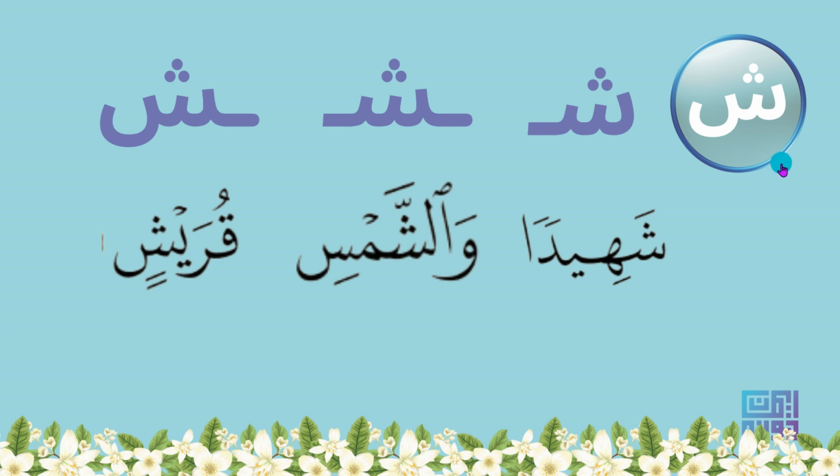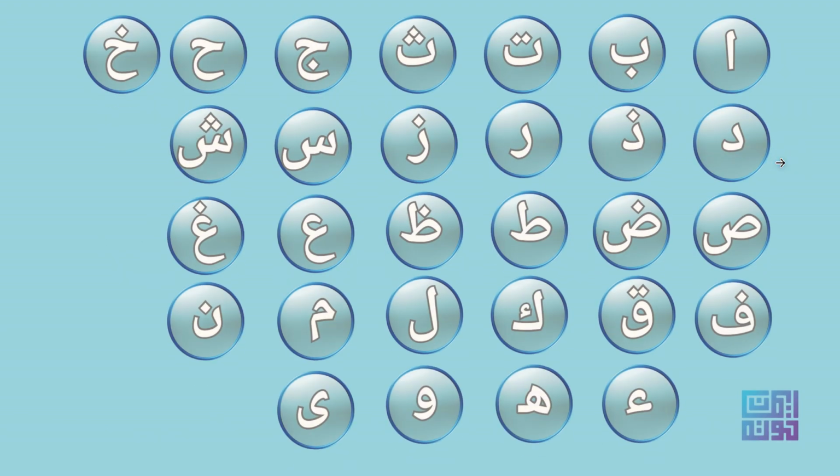Okay, now we are going to start the 4 letters: Sad, Dad, Ta, Dha. Can you see the resemblance between them? They are called heavy letters. This is how they are pronounced. Sa, there's an echo in the mouth. Sad, Dad, Ta, Dha.